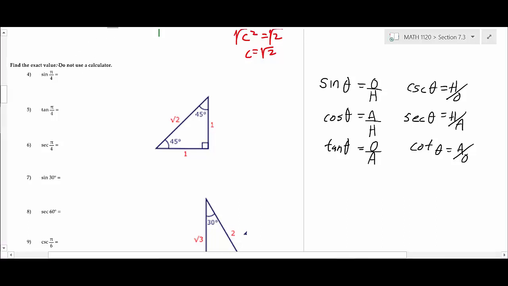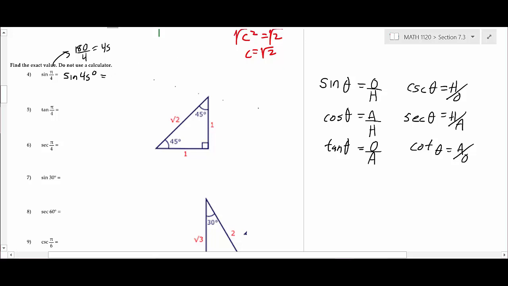First of all, how do you change pi over 4 to degrees? All we know is triangles right now. What's pi? 180, right? So 180 over 4, if you work that out, is 45 degrees. So what we're really doing is the sine of 45 degrees. And we're going to look at the 45, 45 triangle to figure this out.